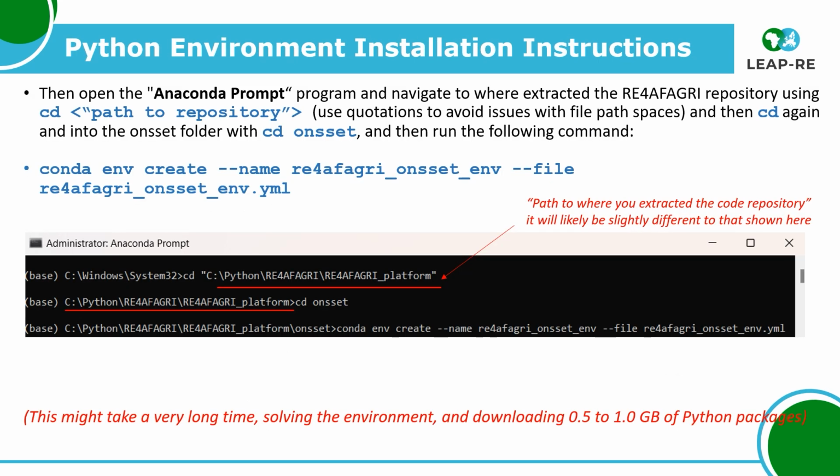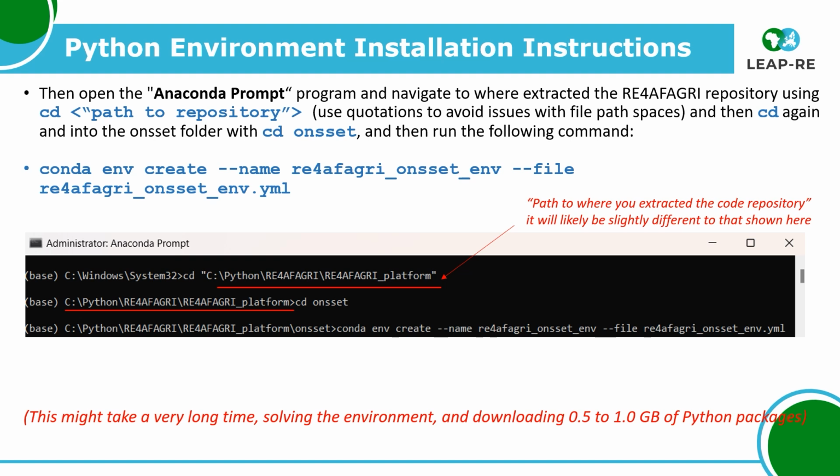Once you've correctly downloaded, extracted, and included the repository folder as well as the replication data, you're now ready to run and install the Python environment, including all of the required Python packages. To do this, you will open up the Anaconda prompt program that you installed earlier by downloading from Anaconda, and you will run commands in this order.